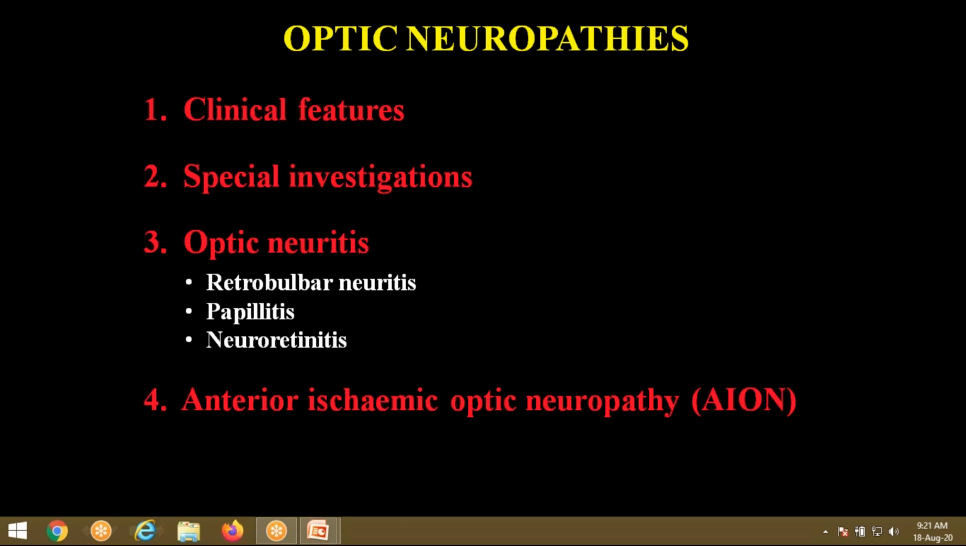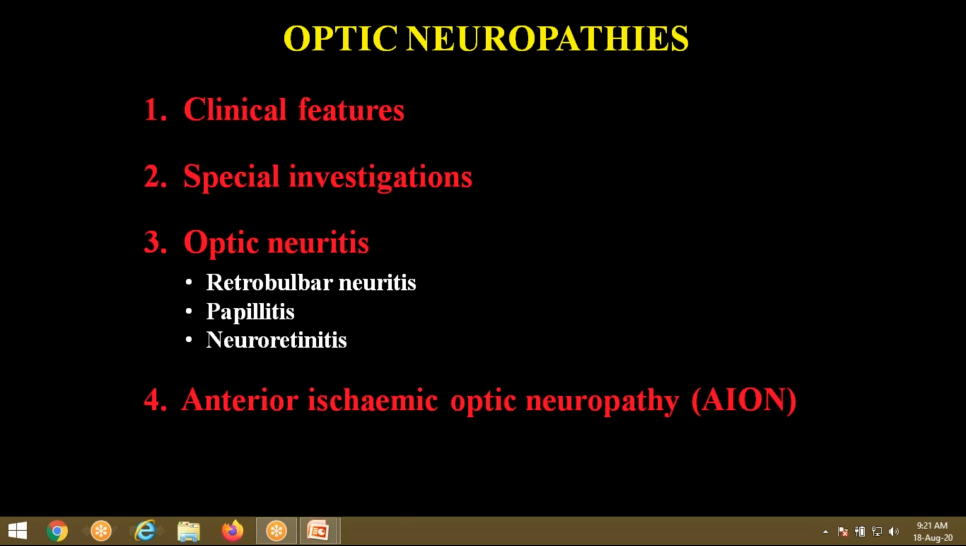When there is an inflammation, you call it itis, neuritis. That is nothing but optic neuritis. When there is no inflammation, you use the term neuropathy. Neuropathy is mostly used for conditions which are non-infectious. Whenever there are infections, you use the term neuritis or retinitis or papillitis. Different terms are used, but usually these are the commonly used terms.